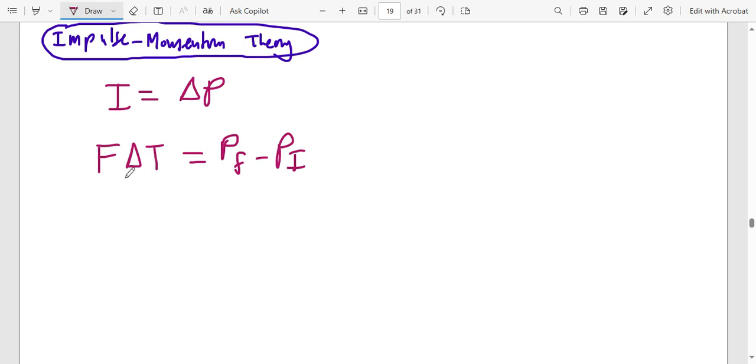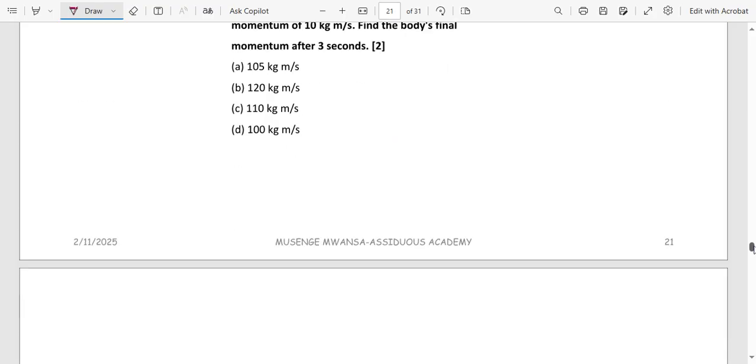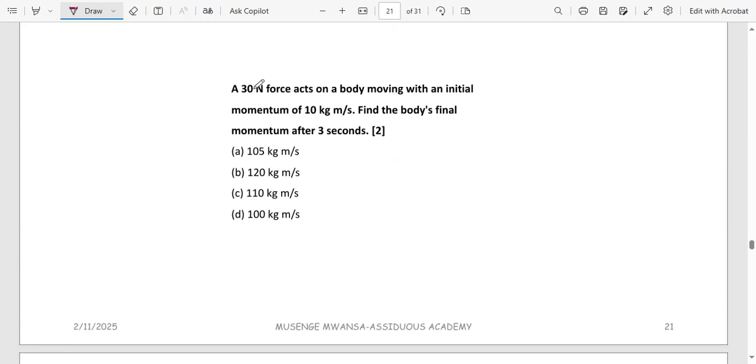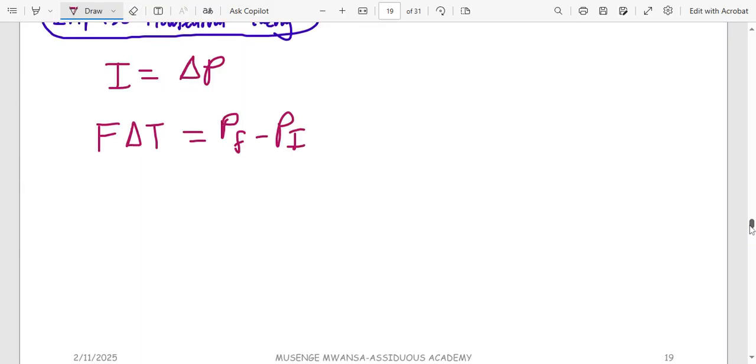So this is all you use. Force is the force applied. This change in t is the change in time. Okay, after impact. What is the change in time after impact? That's the one that you use there. A force of 30 newtons acts on a body moving with an initial momentum of 10. Find the body's final momentum. So after 3 seconds, all the data is already given. Just make substitutions in this equation.